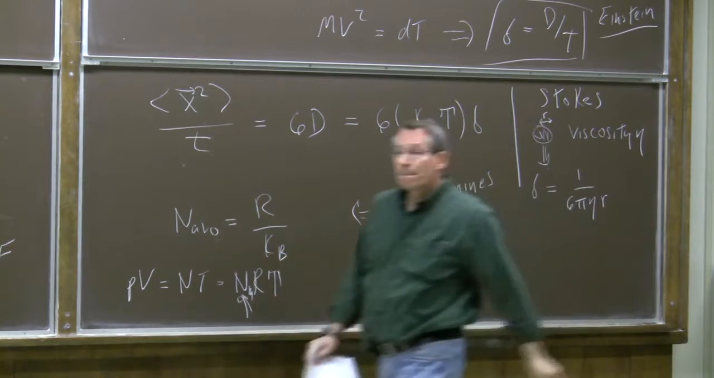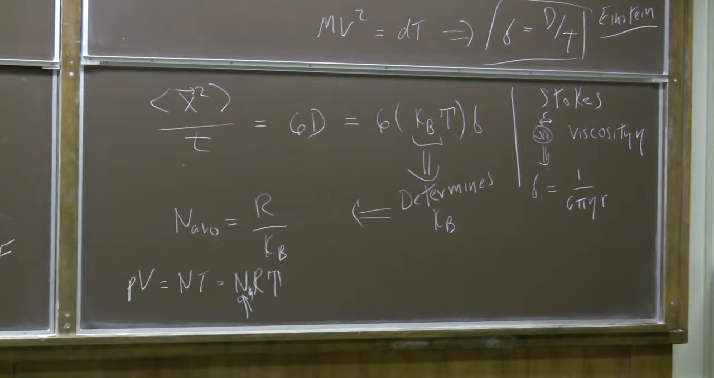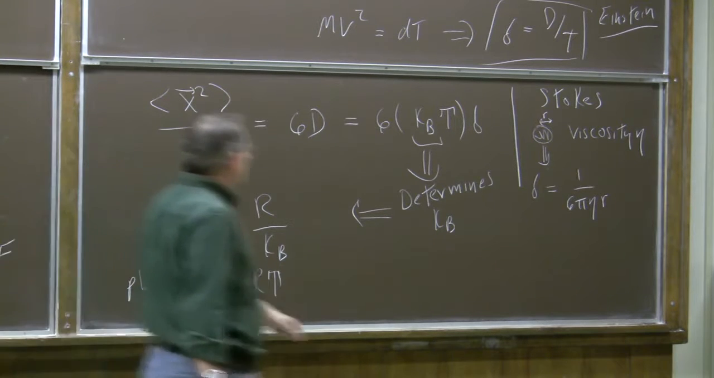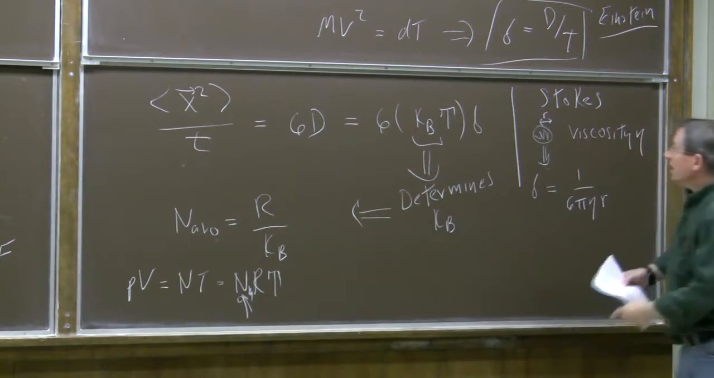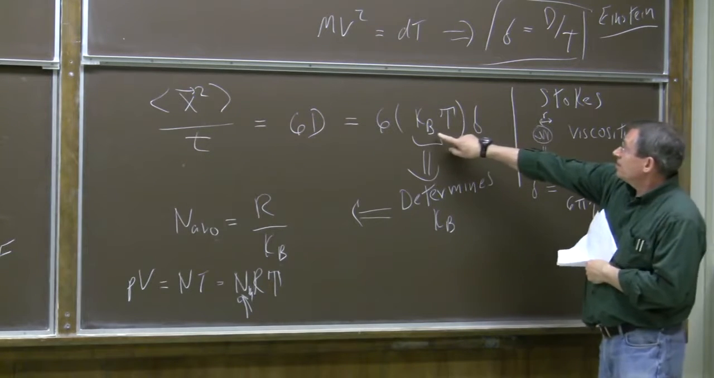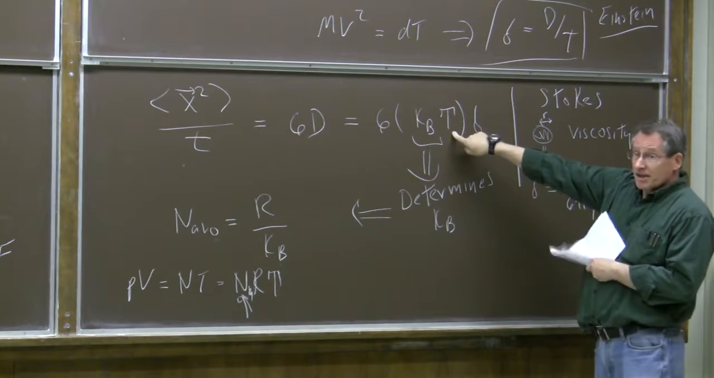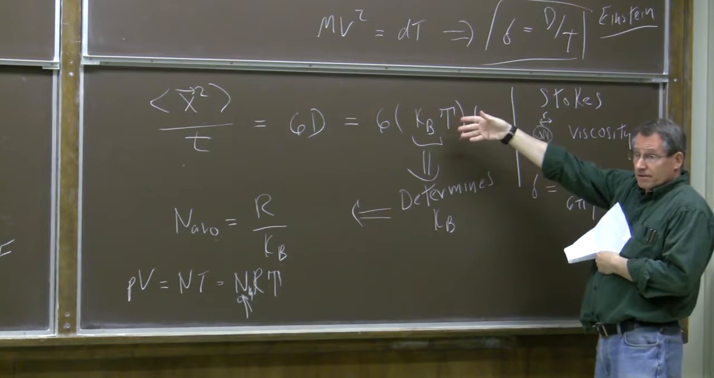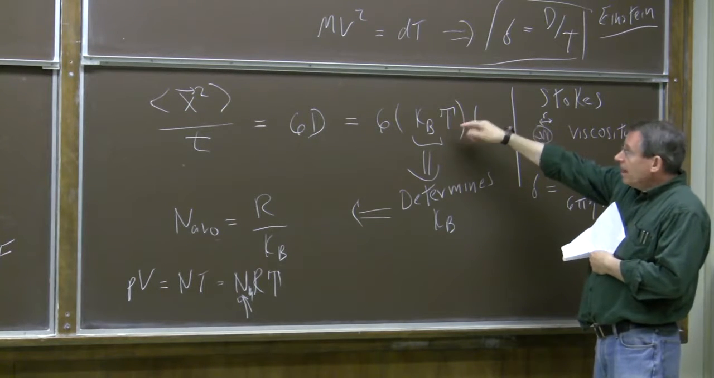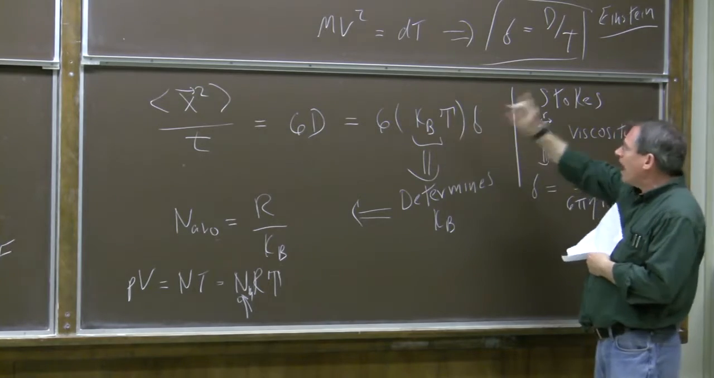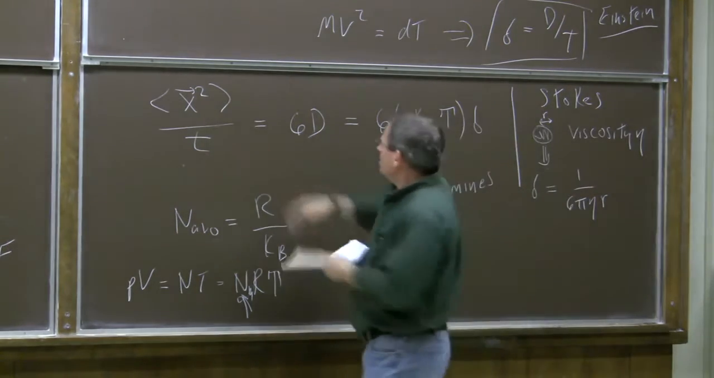How did he manage to get the value of capital D? Yeah, he got it from the Einstein relation. He knew that it was the temperature in units of energy, which is Boltzmann's constant times the temperature in degrees Kelvin. But he didn't know Boltzmann's constant. Yeah, that's right. He used this to find Boltzmann's constant.